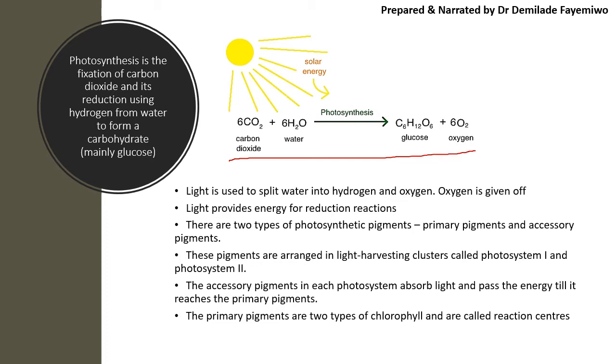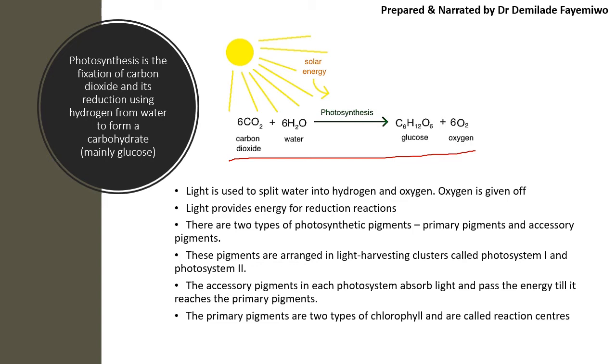Now, like I said earlier on the previous slide, you have two types of photosynthetic pigments. You can have your primary pigments and you also have your accessory pigments. Accessory pigments are things like your carotenes that give carrots their yellow color, and your primary pigments would typically be your chlorophylls. You also have two different photosystems in photosynthesis. They're called photosystem 1 and photosystem 2.